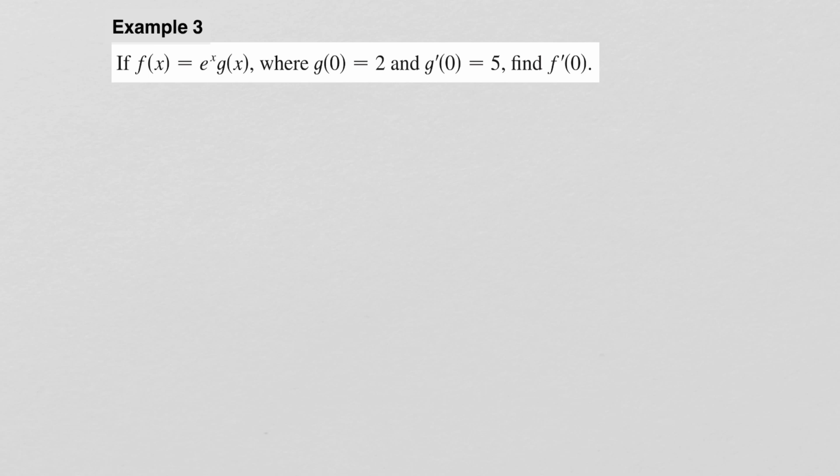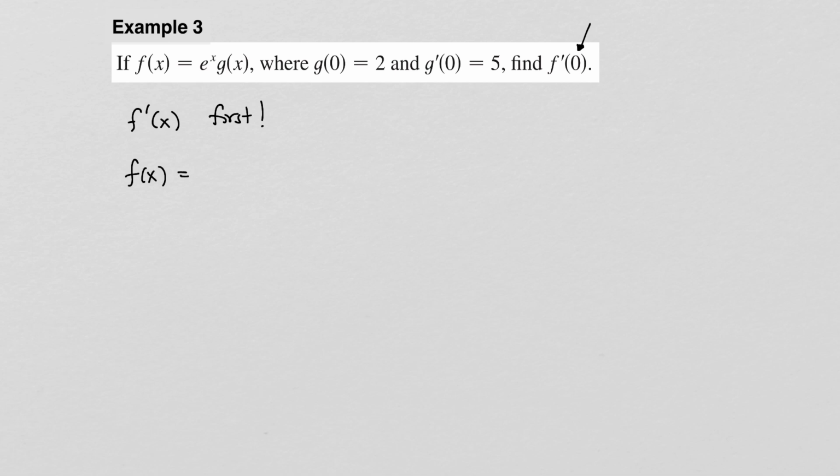Let's do a third example of the product rule, which is a little bit more abstract. Here we have a function f of x equal to e to the x multiplied by some unknown function g of x. And we do know g of 0 is 2 and g prime of 0 is 5. And we want to find f prime of 0. So what's really important is you need to find f prime of x first. You cannot find f prime of 0 straight away. You have to find f prime of x first.